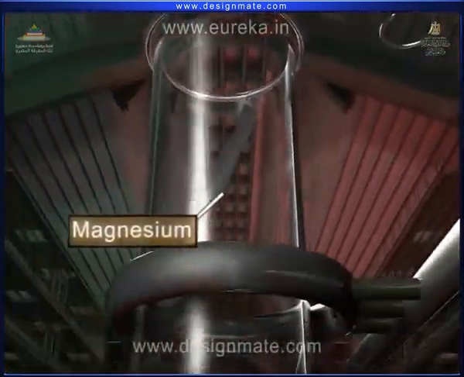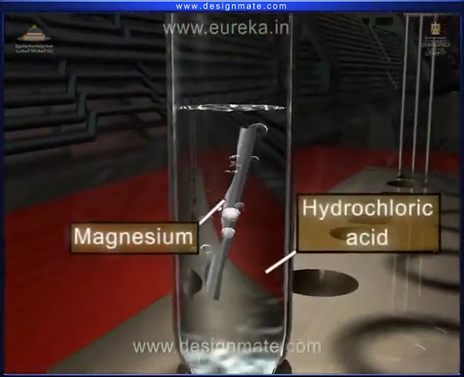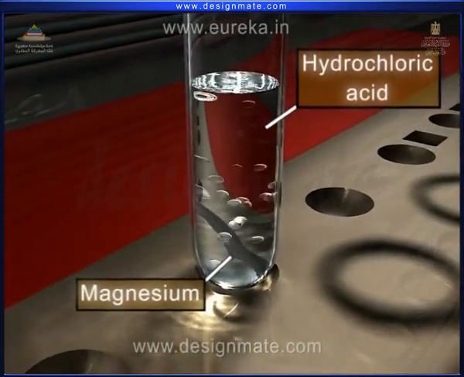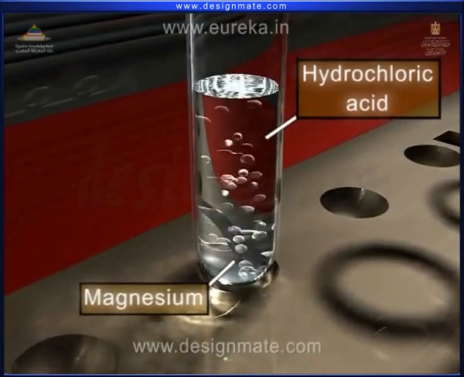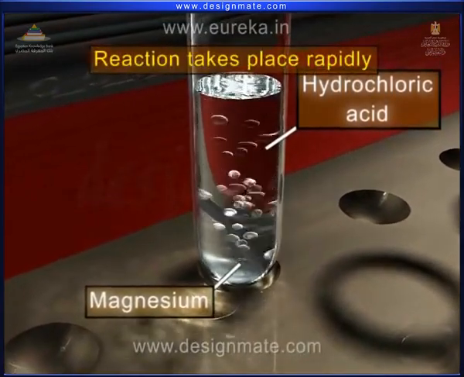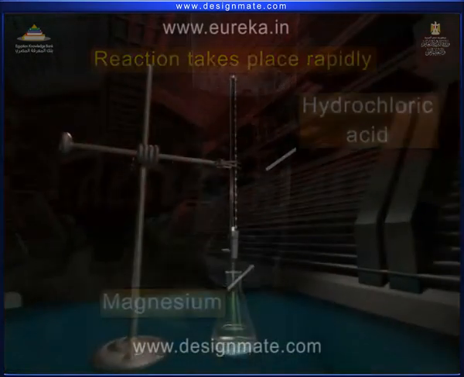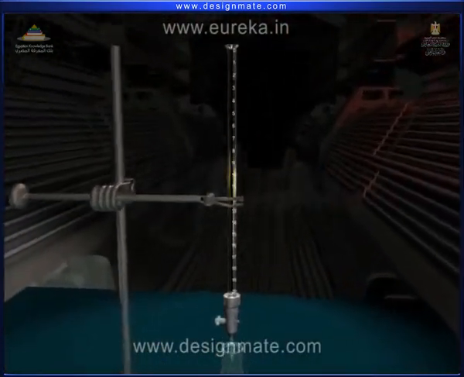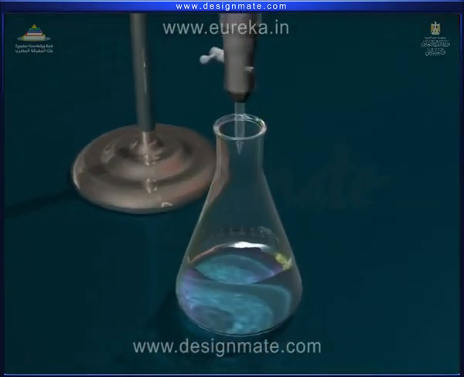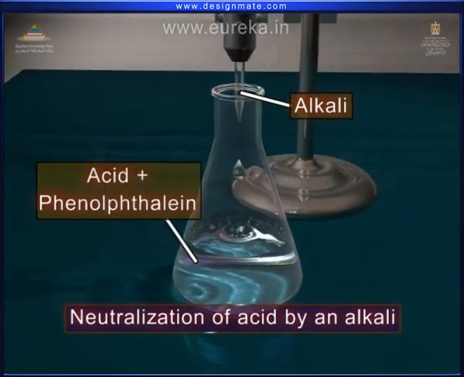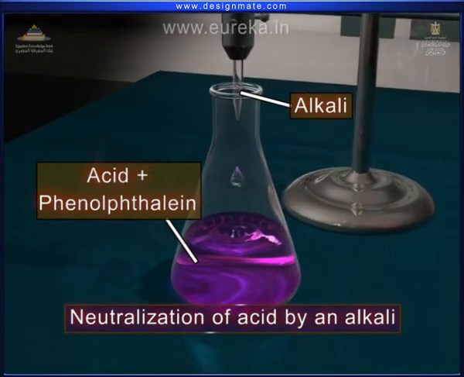Now, drop a piece of magnesium ribbon into a test tube containing dilute hydrochloric acid. It reacts immediately to produce bubbles of hydrogen gas. Here, the reaction takes place rapidly. Such reactions, which take a short time to complete, are called fast reactions. Neutralization of acid by an alkali is one such example.